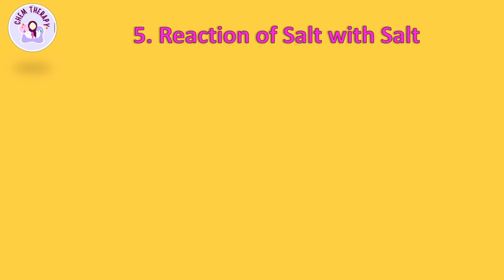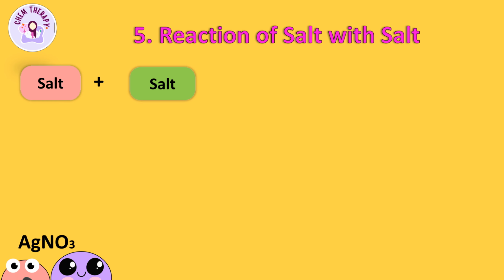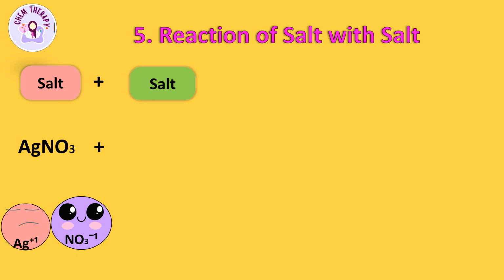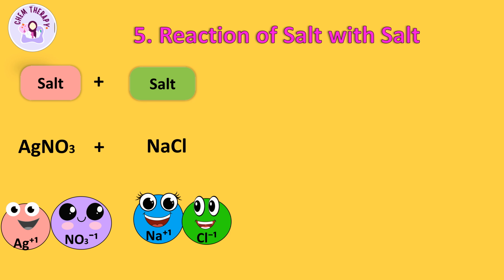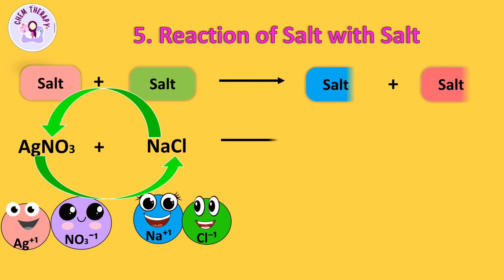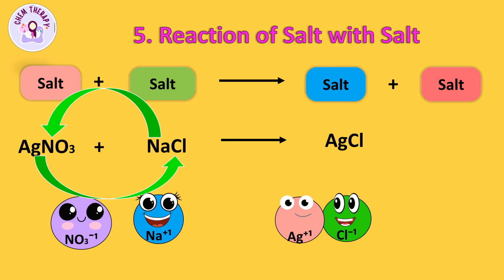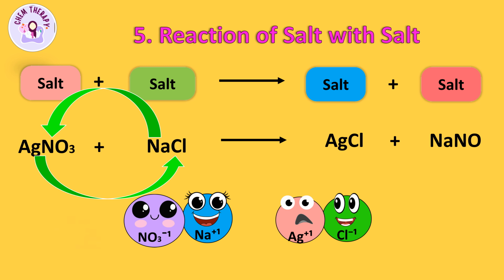And the very last method of salt formation is by reacting 2 salts and producing 2 new salts as a result. For example, we react silver nitrate with sodium chloride. The metal ions of both the salts are exchanged. Sodium combines with nitrate, while silver combines with the chloride. Hence, 2 new salts are formed, silver chloride and sodium nitrate.